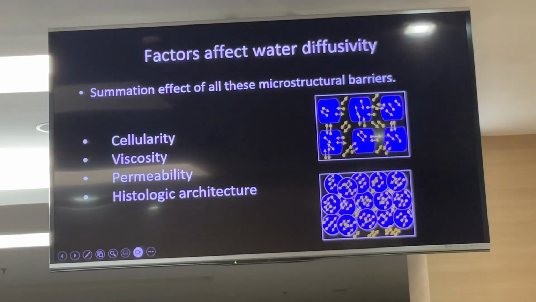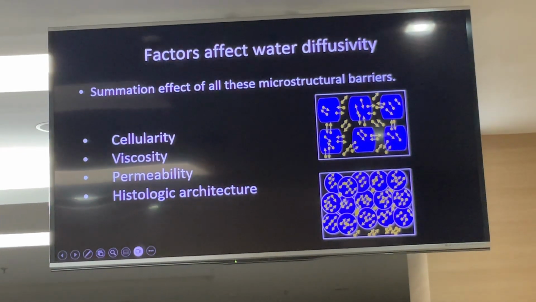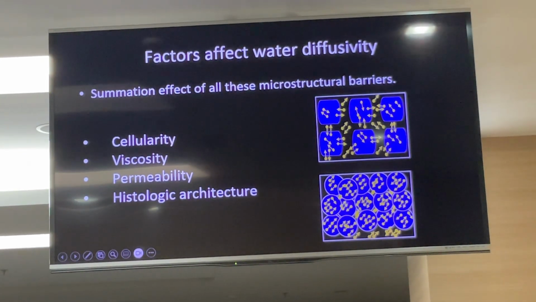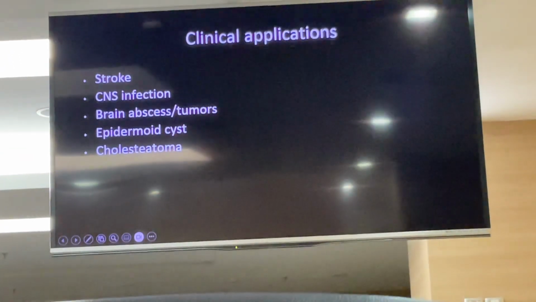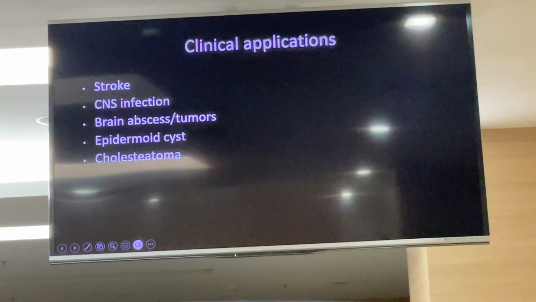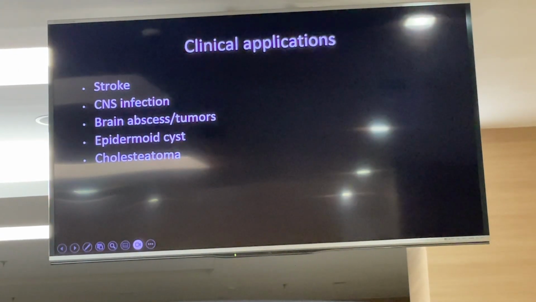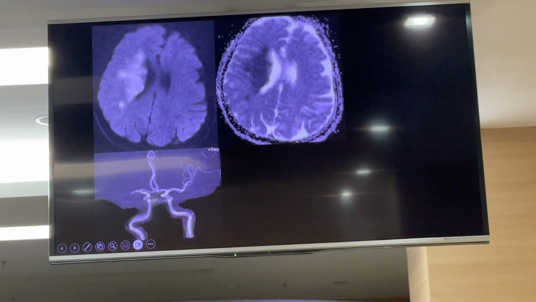These are the factors that affect water diffusivity: cellularity, viscosity, permeability, and histologic architecture. This is how diffusion imaging appears. I will talk about some of the critical applications that have been used in real life in clinic and with my inpatients. Let me show some of those applications.